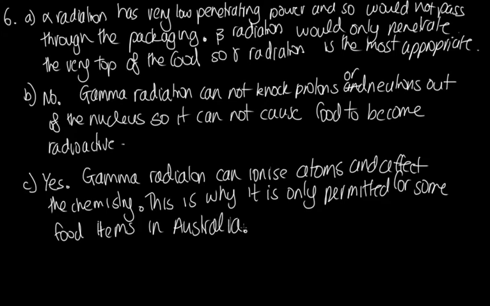So Australia has fairly strict rules about the irradiation of food. Some countries allow it a lot more, but in Australia they want to hold off on allowing it until there's a lot of evidence that it is very safe, and it is possible that it may affect the chemistry.